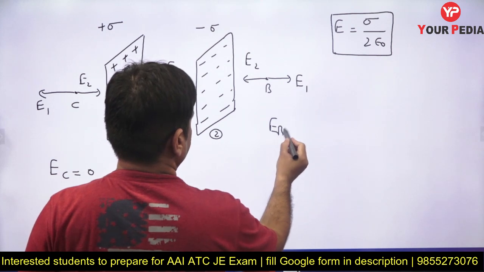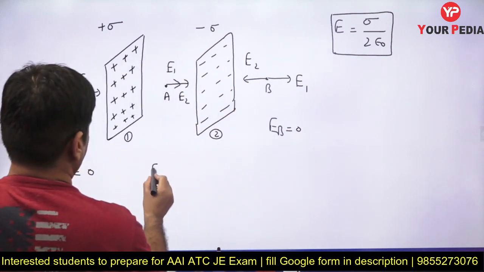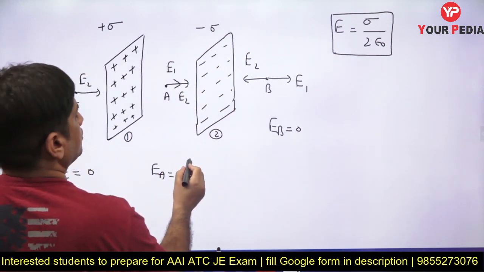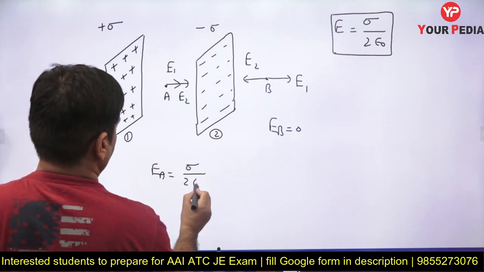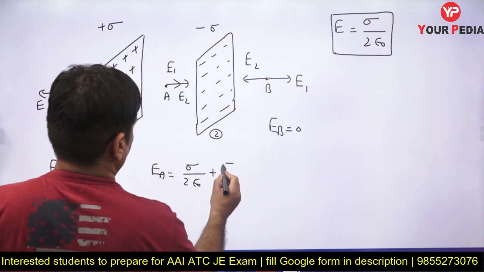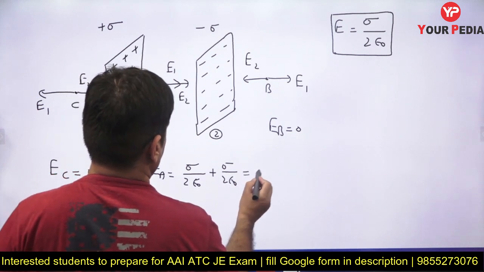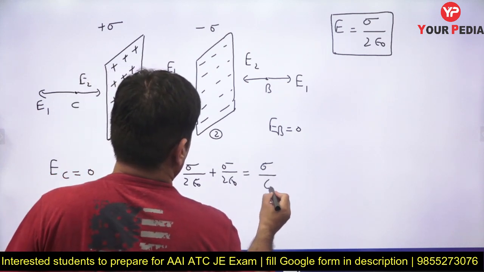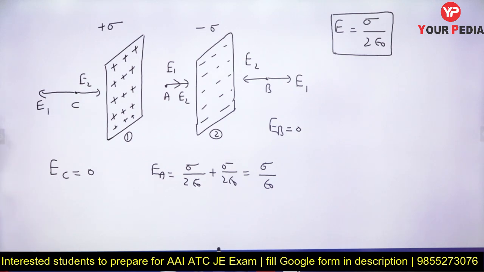Similarly, EB is also 0. What about E at A? E at A will be equal to sigma by 2 epsilon naught plus sigma by 2 epsilon naught. It is in the same direction, so it is added. So sigma by epsilon naught.